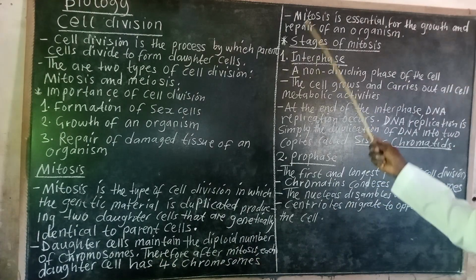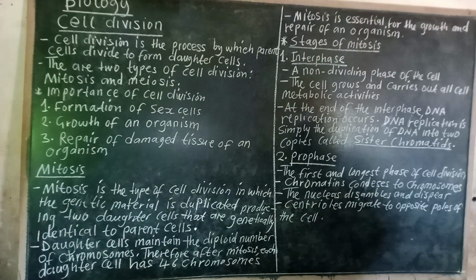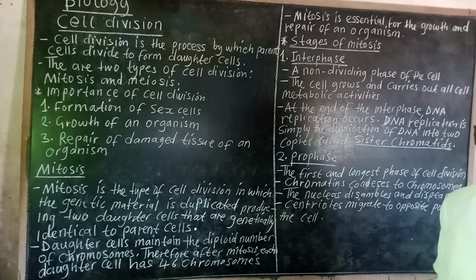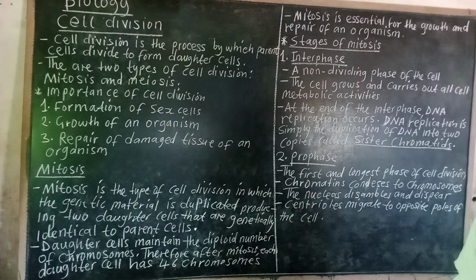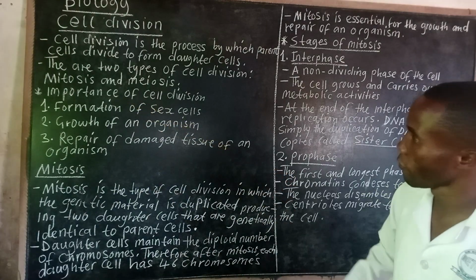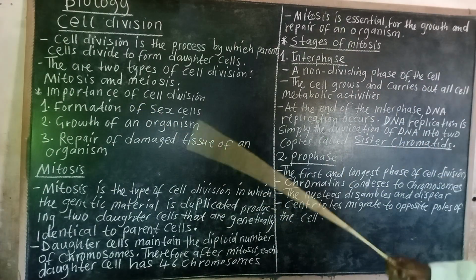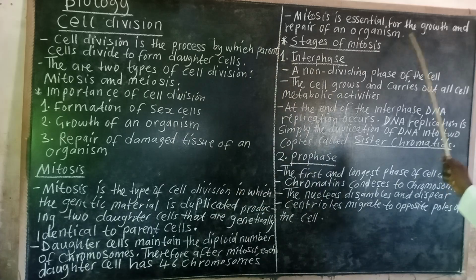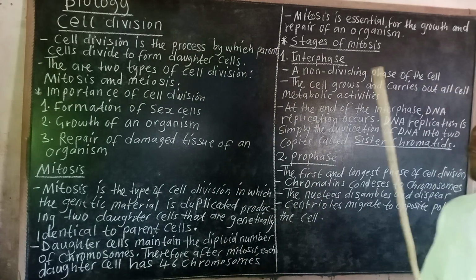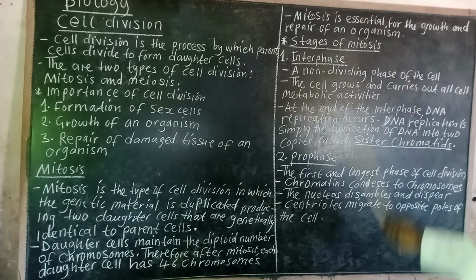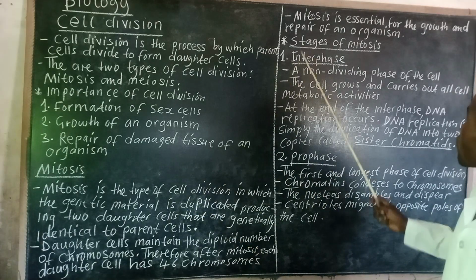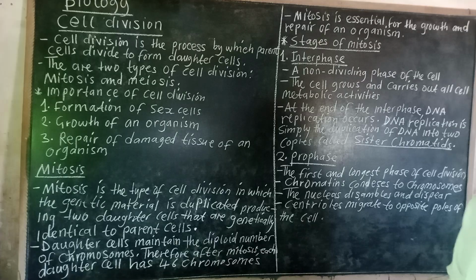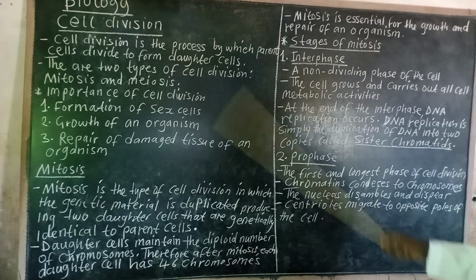Then mitosis is essential for the growth and repair of an organism, like what we are saying when we are looking at the importance of cell division. Mitosis is very, very important for the growth and repair of an organism. From there, we can also look at the stages of mitosis. The first one, number 1, is interphase.